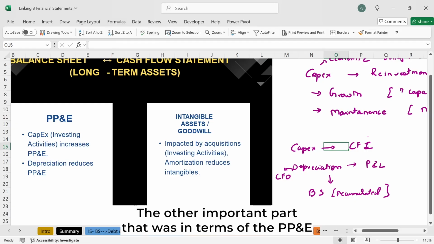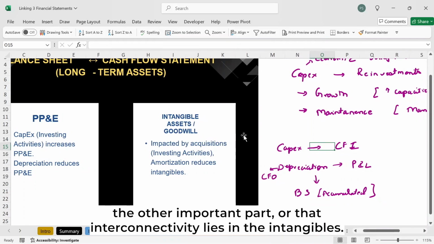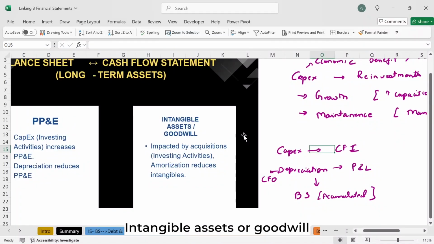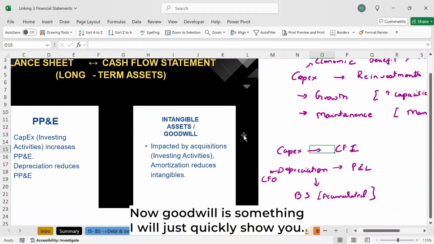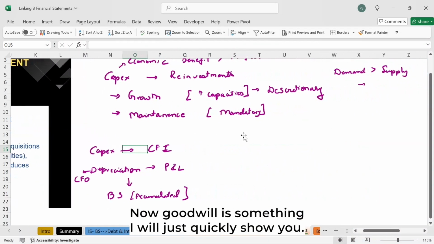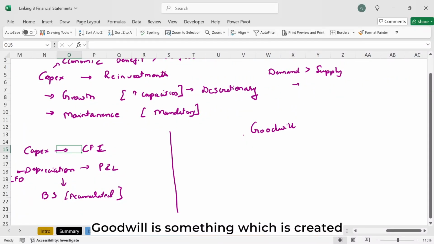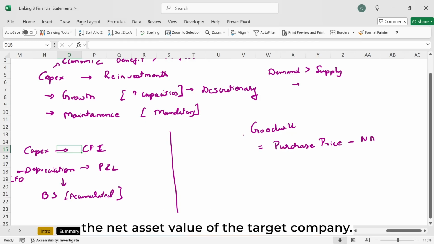The other important part, that was in terms of the PP&E. The other important part, or the interconnectivity, lies in the intangibles. Intangible assets or goodwill. In case of investment banking, goodwill is a very important component. Now, I'll just quickly show you how you get the goodwill. What is goodwill? Goodwill is purchase price minus the net asset value of the target company.